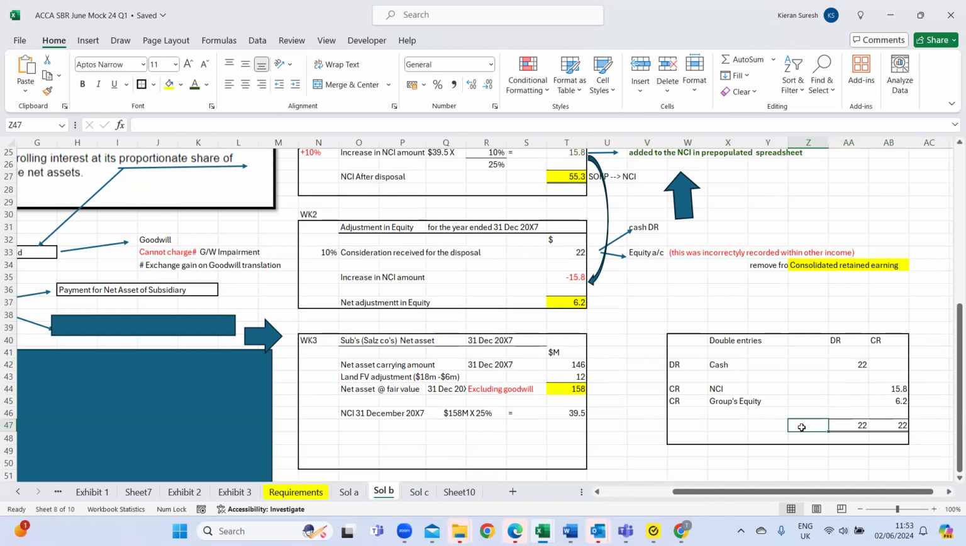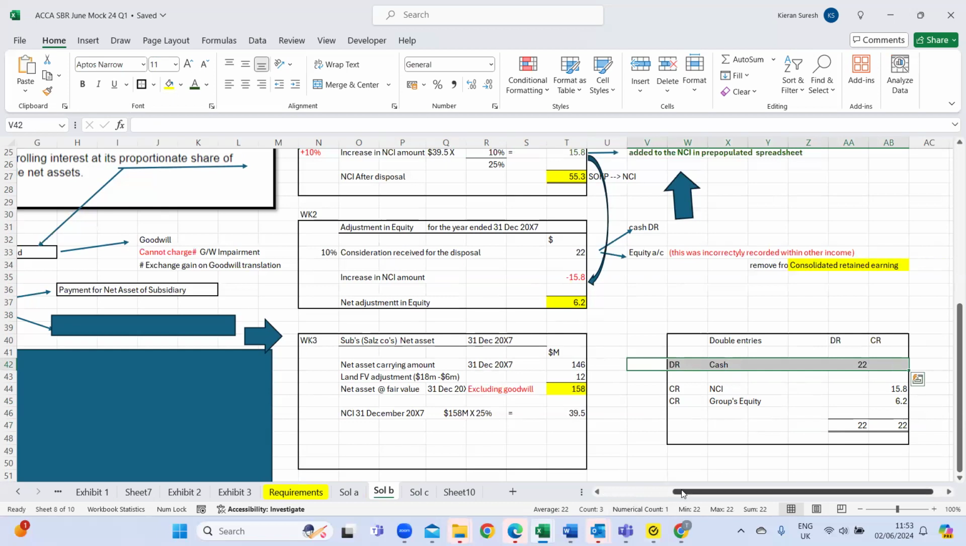So we did the adjustments in the parents' equity. This is what we calculated, adjustments in the parents' equity. So this is the double entry for that. Cash debited 22, credit is going to be 15.8, and then the group equity is going to be 6.28. Now we have an issue here. I will also point out why. Let me first do the easy entry. This has been recorded according to them. They have recorded this, right?